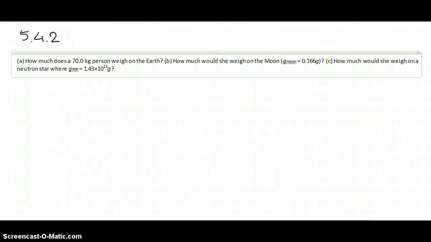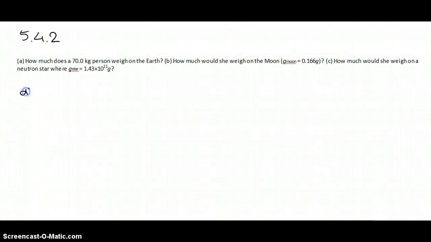Problem 5.4.2. Let's write what we know and what we need to find.